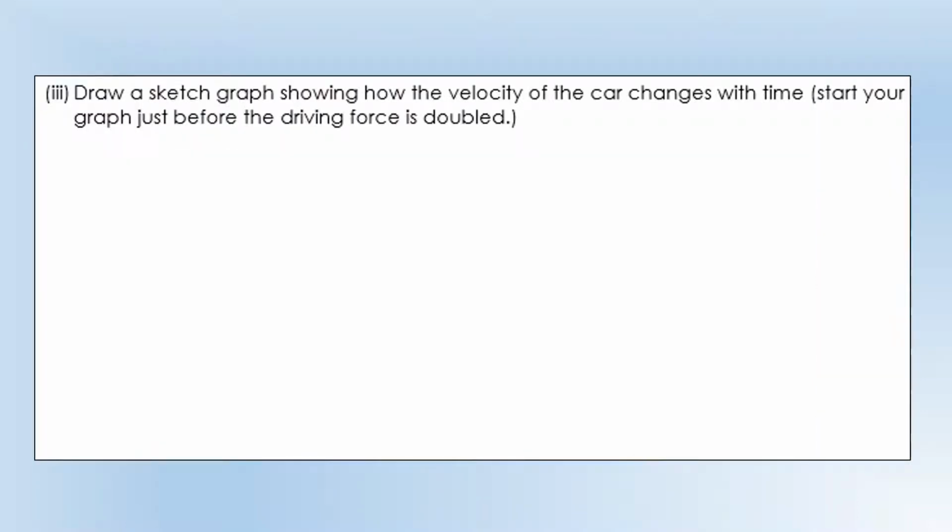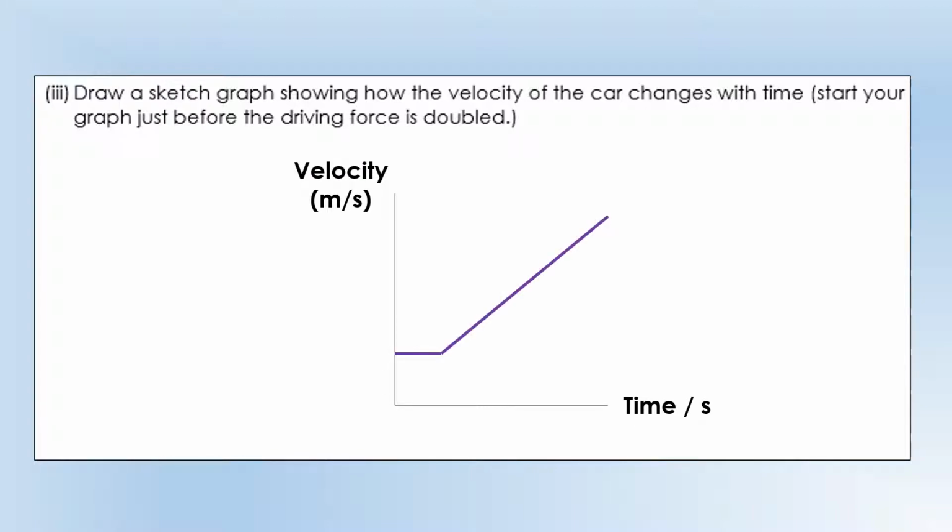Draw a sketch graph showing how the velocity of the car changes with time. Start your graph just before the driving force is doubled. So here's our velocity-time graph, and it was travelling at constant velocity, so the velocity is going to stay the same over that period of time. And then we've got a constant resultant force of 400 newtons and a constant mass of 1,000 kilograms, so we're going to get a constant acceleration, which is a straight line graph.